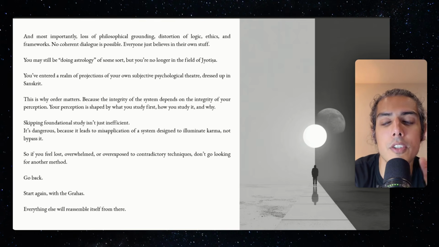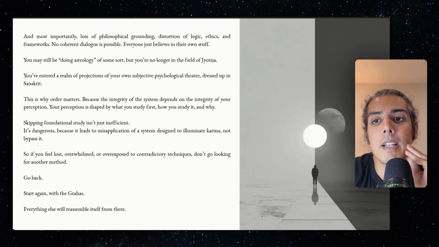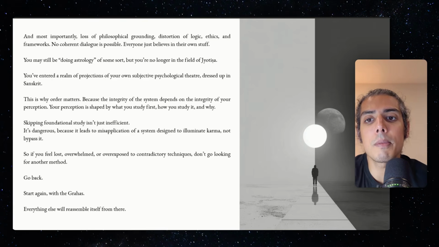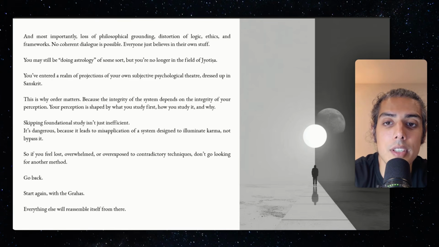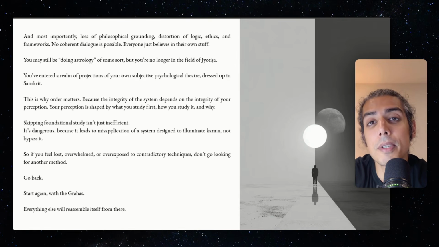They will demystify Jyotish. So you may still be doing some kind of astrology of some sort, but you're no longer in the field of Jyotish. You've entered a realm of projections of your own subjective psychological theater, dressed up in Sanskrit. This is why order matters, because the integrity of the system depends on the integrity of your perception.